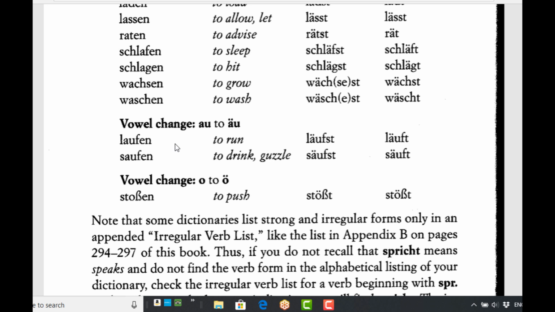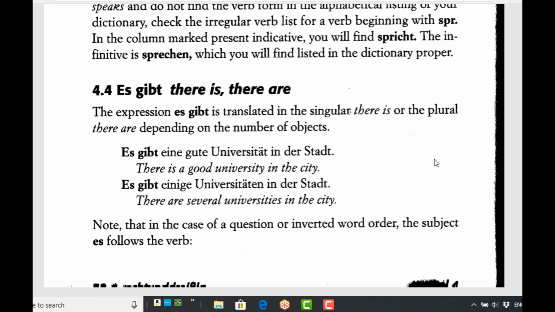So here are different changes with AU. When you have AU in the main part of the verb, of the infinitive, it changes to an umlaut U. So ich laufe, du läufst, er läuft, it would be. And to drink or to guzzle, ich saufe, I guzzle, du säufst, er säuft, etc. All right.